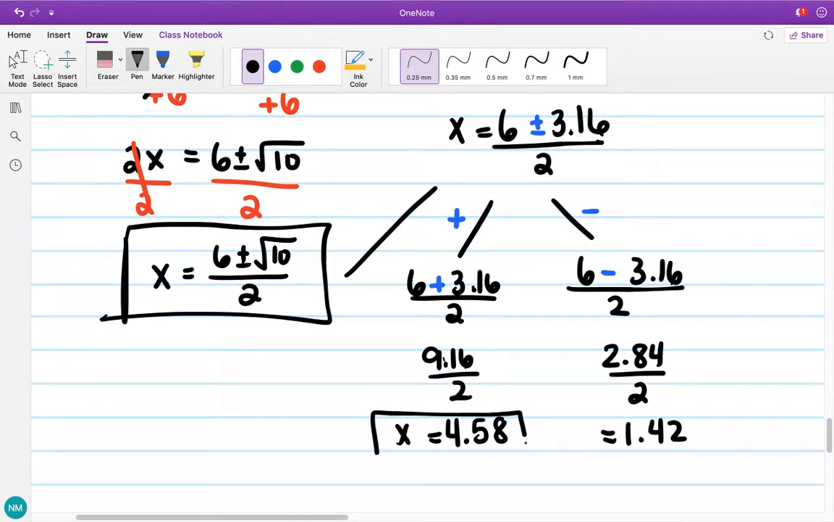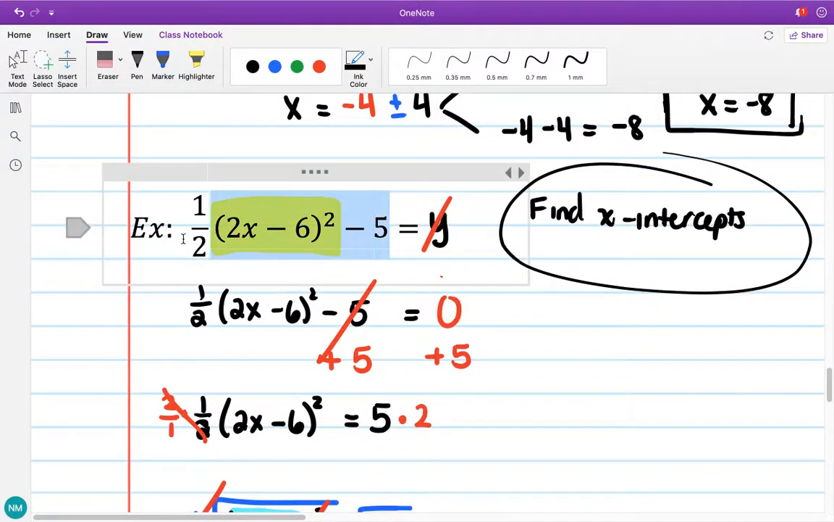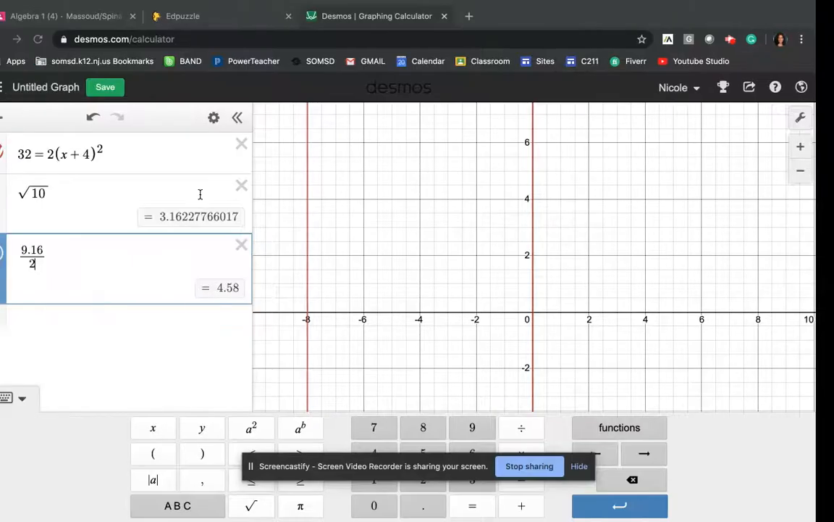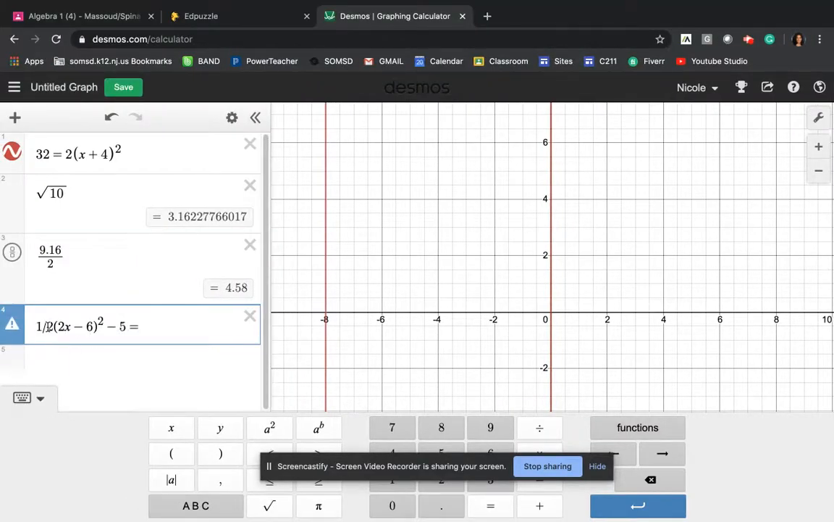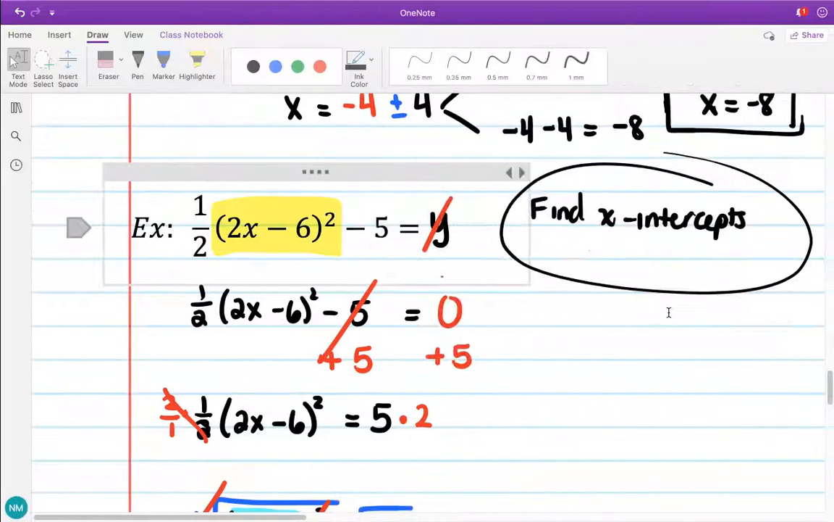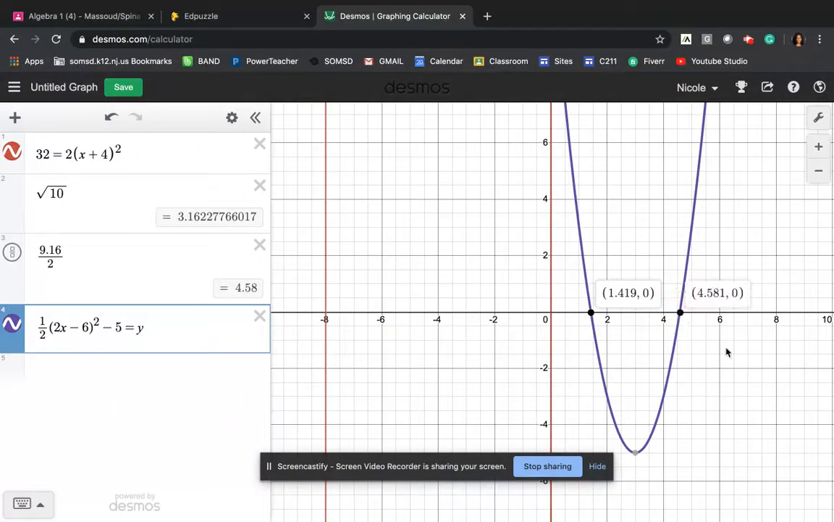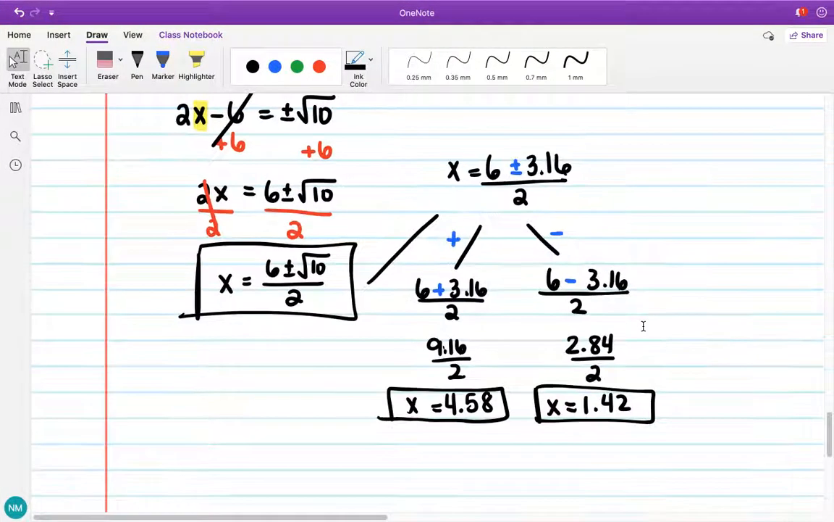X equals, boom. X equals, boom. So let's check it out. Watch, I'm totally wrong. Let's hope not. Let's see. 1.42 and boom, baby, 4.58. We got it, guys. All is well with the world. John 3:16.